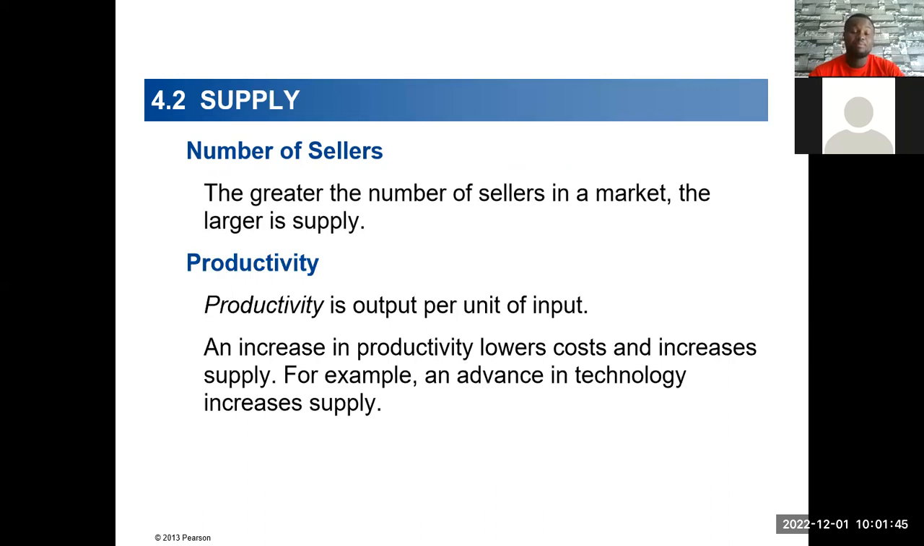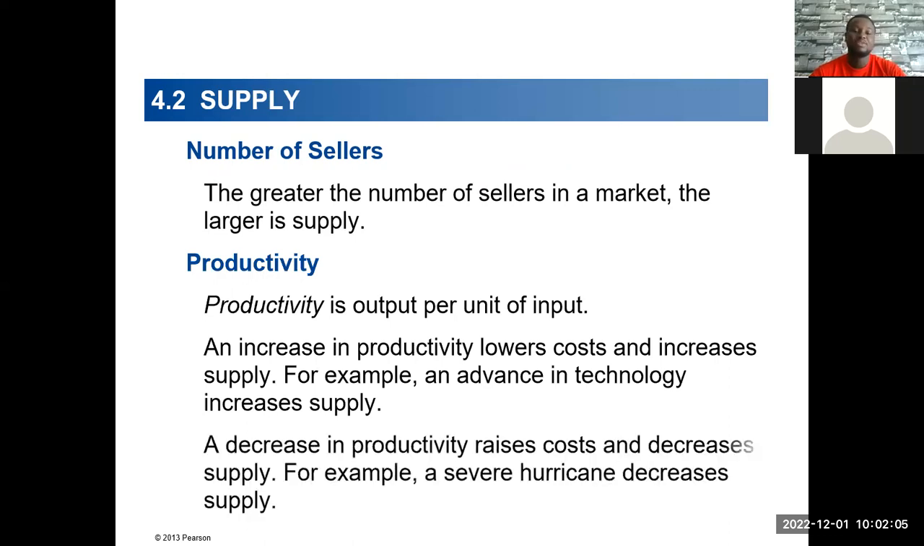Like this Kente example I was using the other time. Look at Ghana. I mean, the productivity is low, so we just offer few jars of Kente for sale. But then if we were to use machines for high productivity, we can produce more and then we offer more for sale.